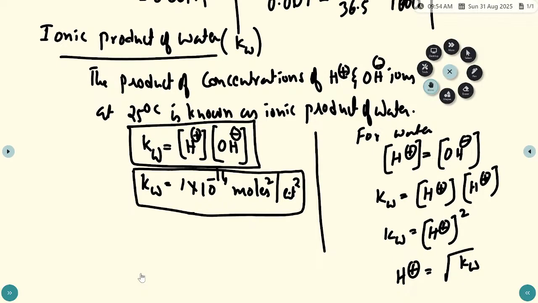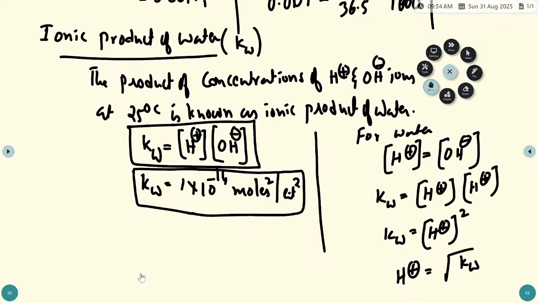The concentration of H plus ion is equal to concentration of OH minus ion. So where did we use this concept? We are using it in Kw, the ionic product of water. Kw is equal to H plus ion concentration into OH minus ion concentration. In the place of OH minus concentration, I substituted the concentration of H plus ion.